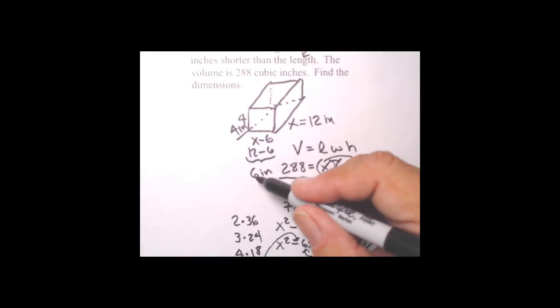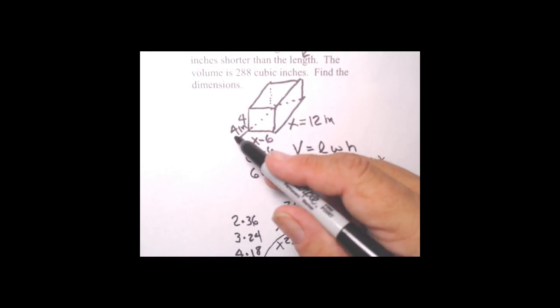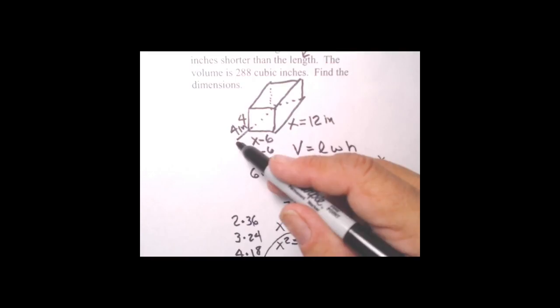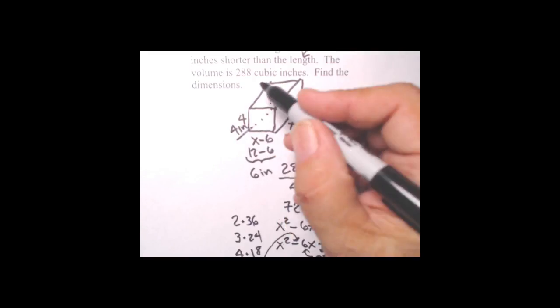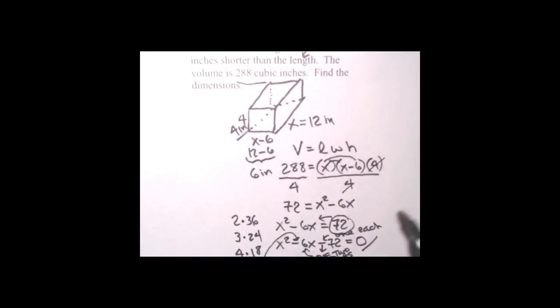12 times 6 is 72. 72 times 4, let's see, that is 288. So yes, indeed, we are correct. Okay, well, let's look at one more now.